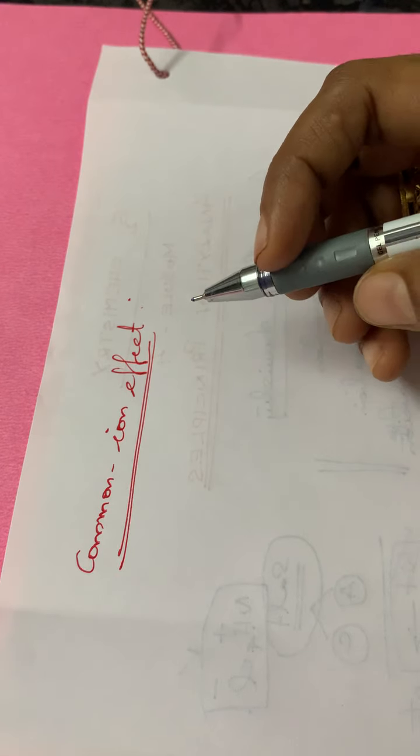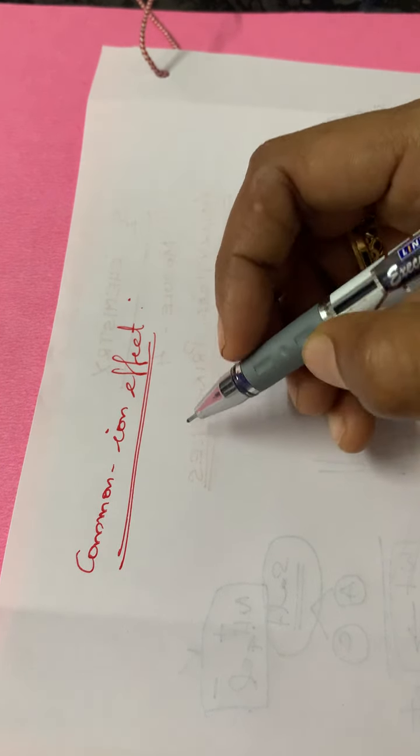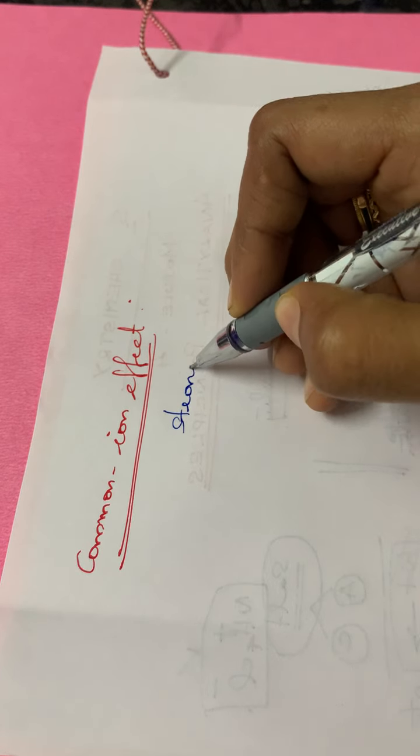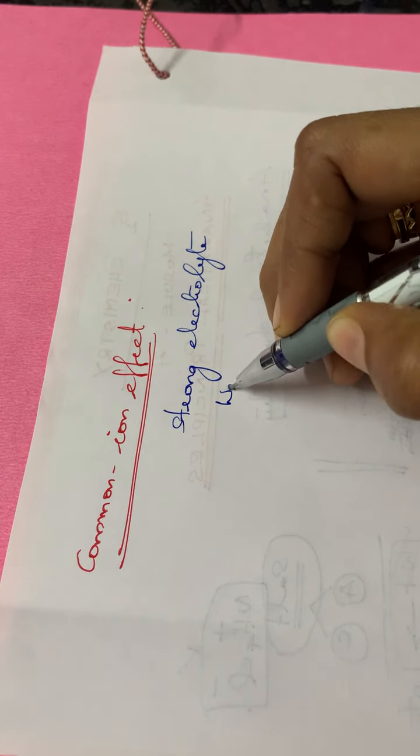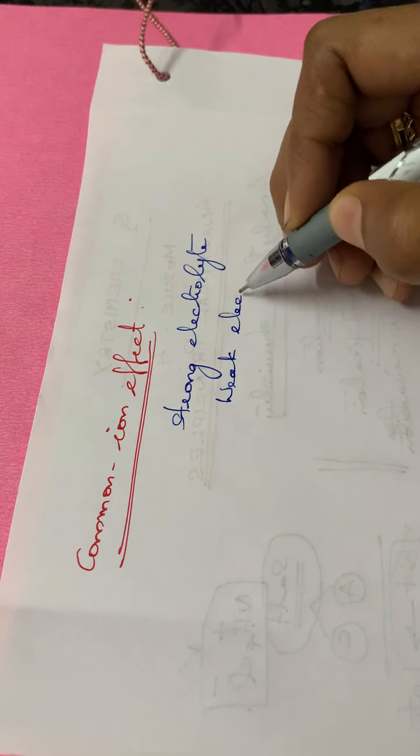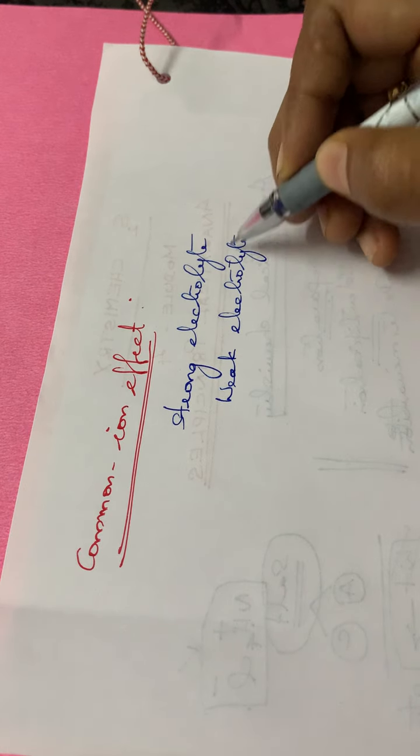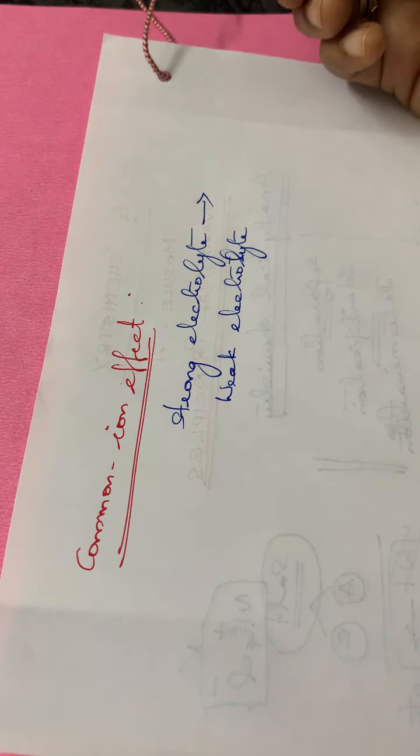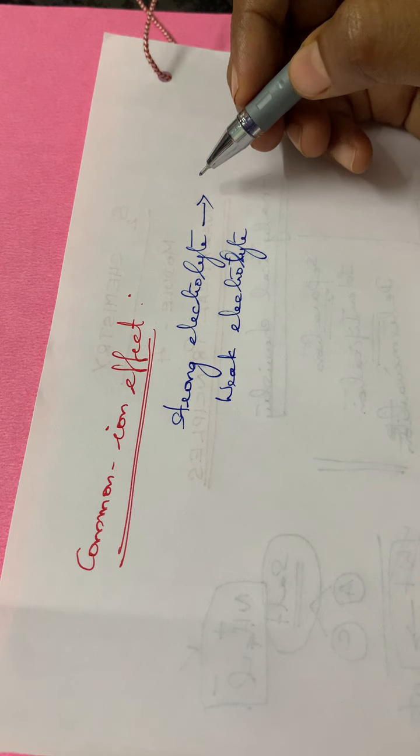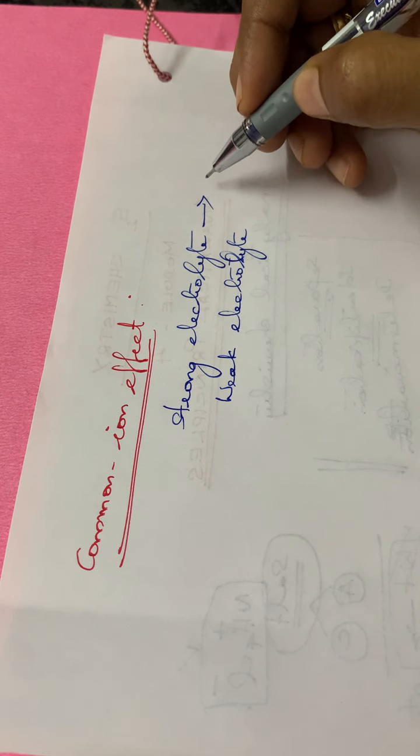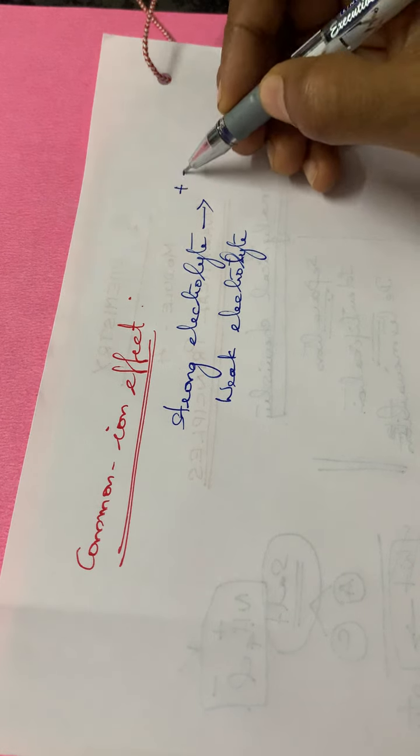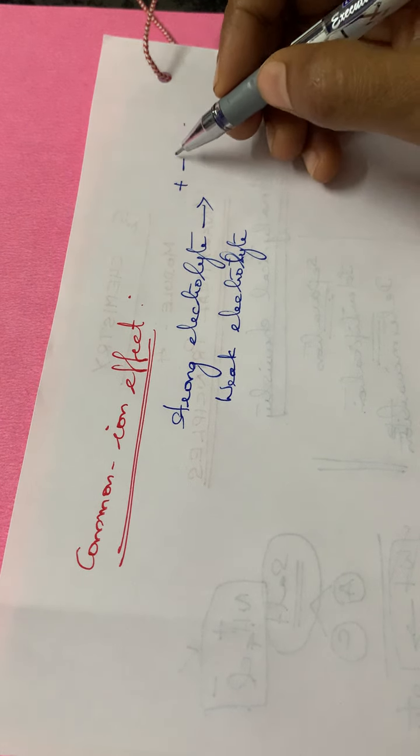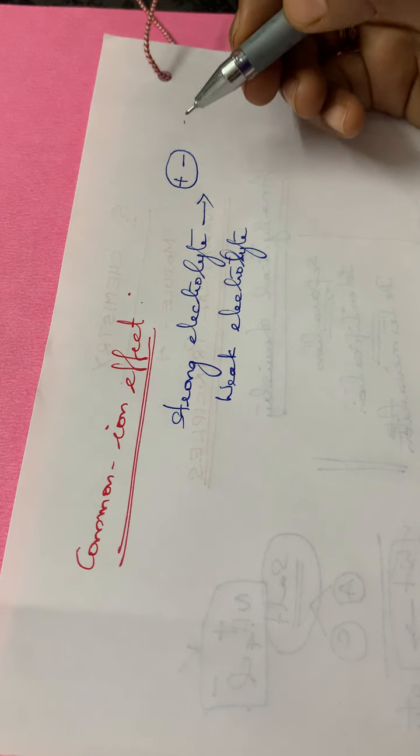First of all, we can see what is a common ion effect. Before that, you have to know what you mean by a strong electrolyte and a weak electrolyte. What do you mean by a strong electrolyte? Strong electrolyte means in solution, the ions will be completely dissociated. A particular salt will be having a cationic part and an anionic part, a plus and minus part. In solution, these ions will be completely dissociated.